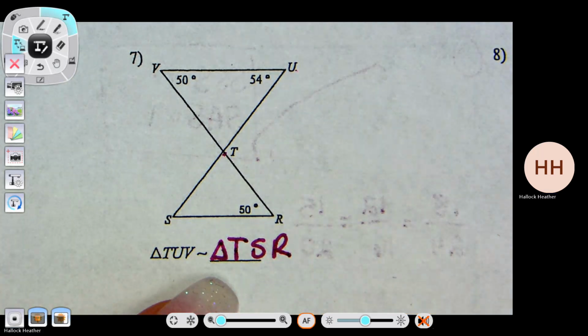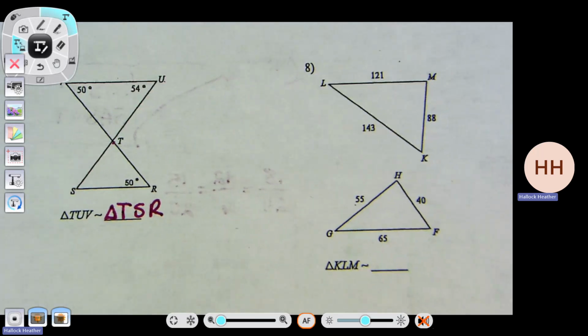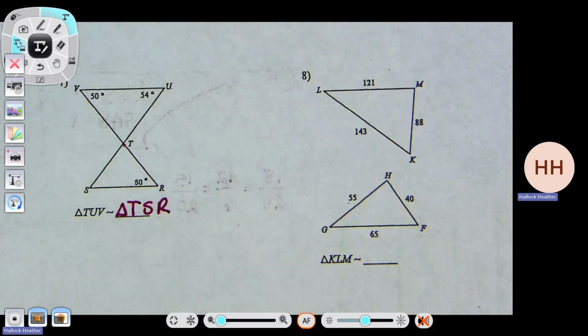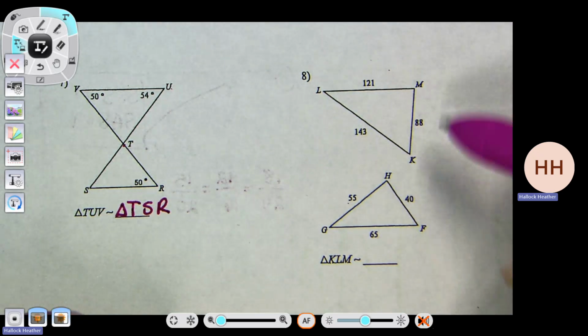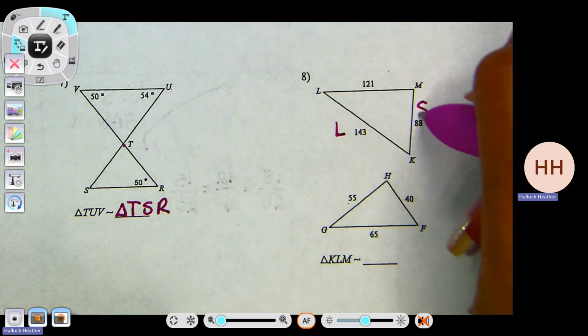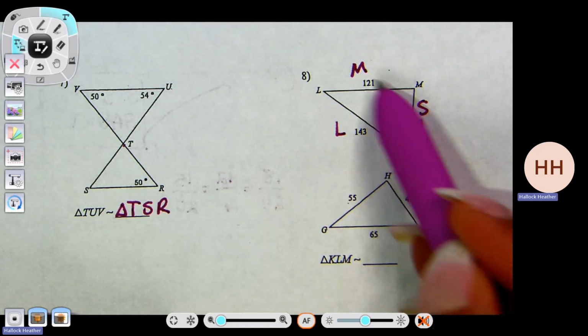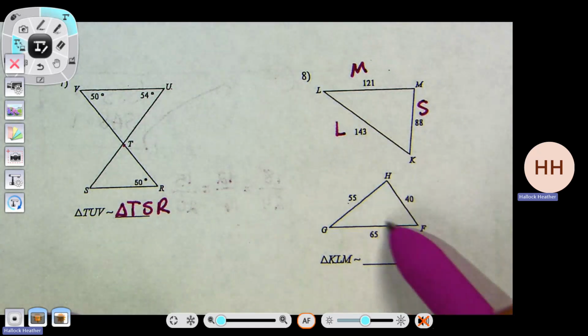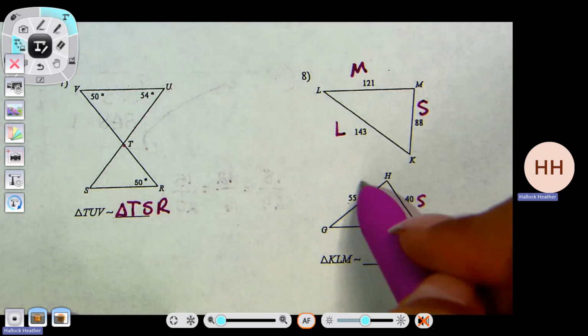Let's do number 8. So number 8 confuses people because there's just numbers. So yes, this would be side, side, side, but we're just finishing the statement. So I want you to think longest to shortest. So this one's the longest. This one's the shortest. This is my middle guy. Literally, this one's the longest, that one's the shortest, this one's the middle. So if you look at the other one, this is your longest, this is your shortest, this is your middle.